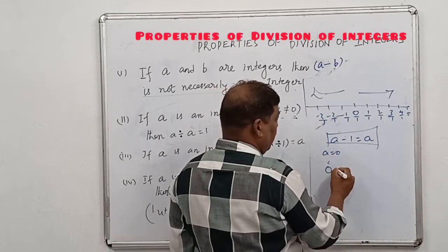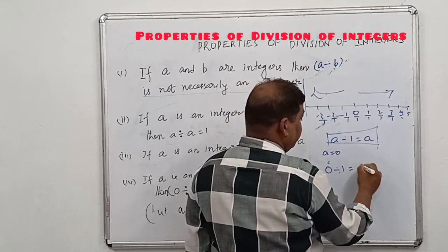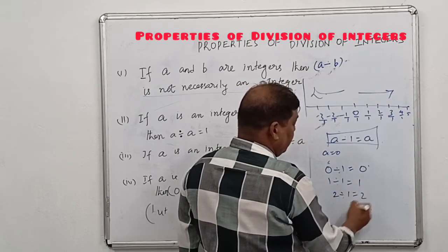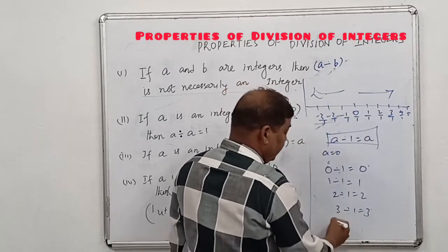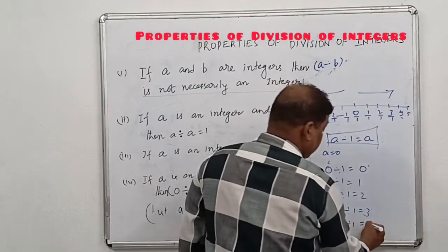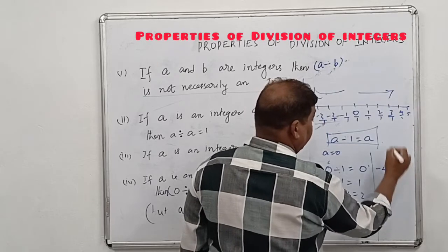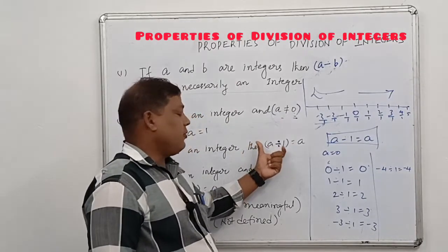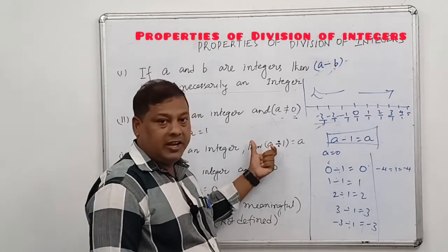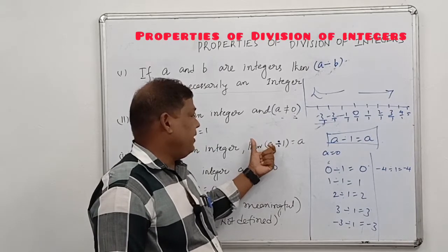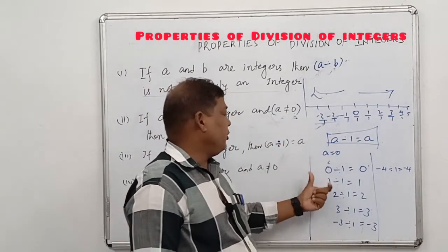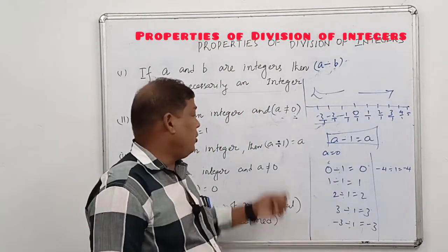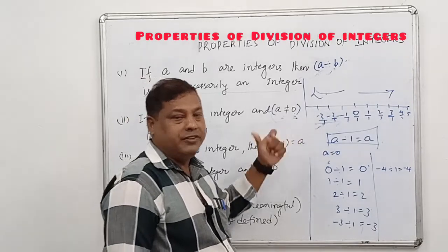अब मान लीजिए let us take a equal to 0. So 0 upon 1 is equal to 0. 1 upon 1 is equal to 1. 2 upon 1 is equal to 2. 3 upon 1 equal to 3. अगर नेगेटिव इंटीजर्स लेंगे, -3 upon 1 is equal to -3. अगर यहाँ में -4 लेंगे, -4 upon 1 is equal to -4. सो कोई भी इंटीजर को अगर 1 से डिवाइड करेंगे तो वही इंटीजर मिलेगा. जैसे कि 1 upon 1 is equal to 1, 2 upon 1 equal to 2, 3 upon 1 equal to 3.